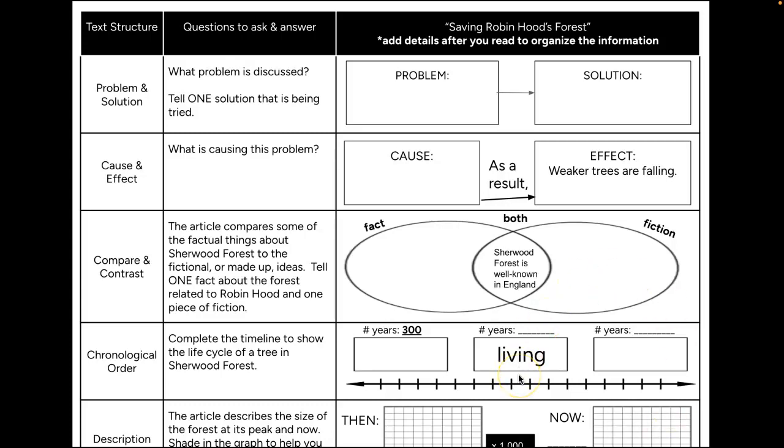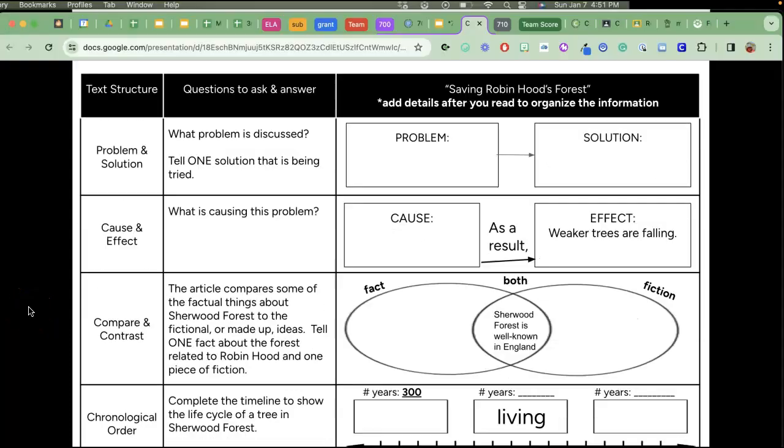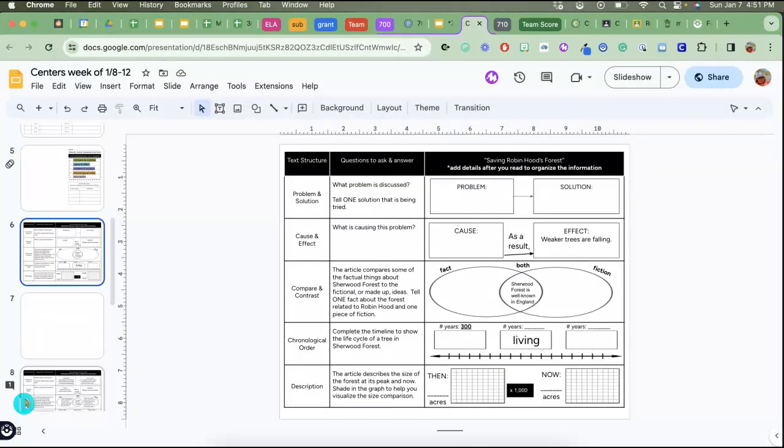You can use anything that you put on this chart to help you, and then submit this, turn this paper in when you're done. Good luck, and stay focused.